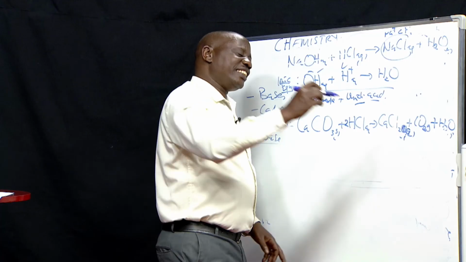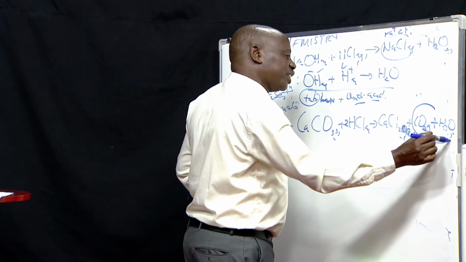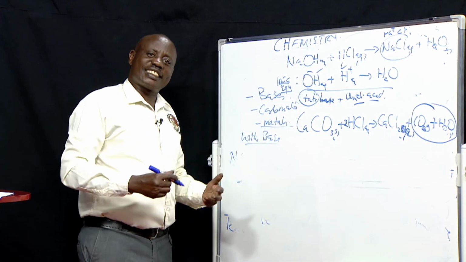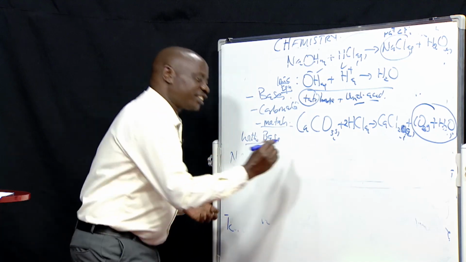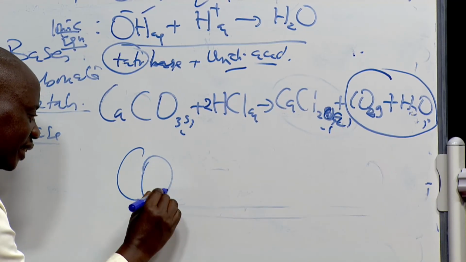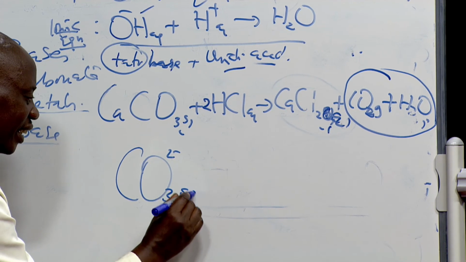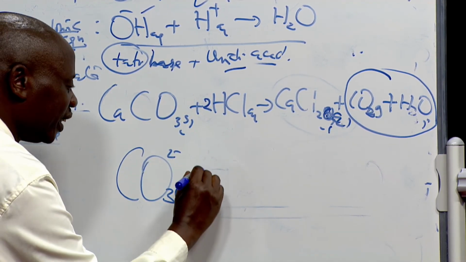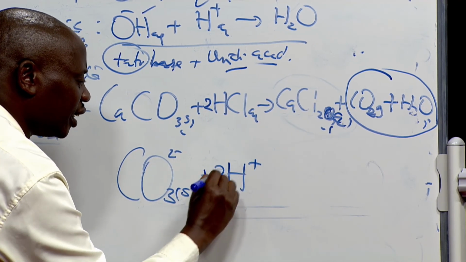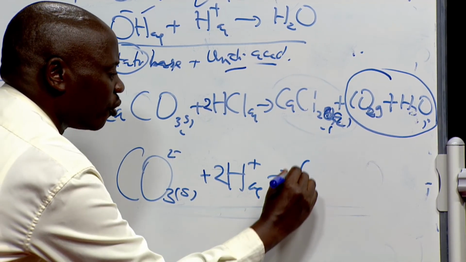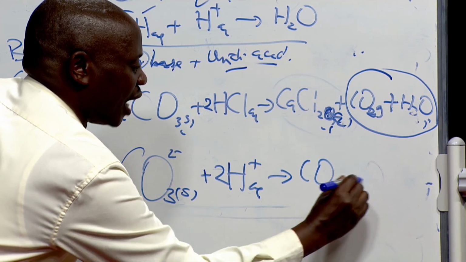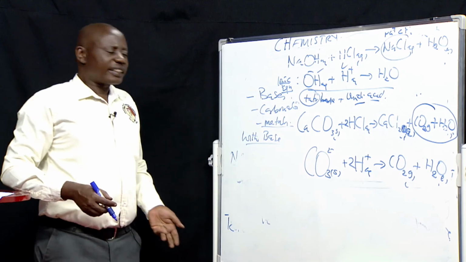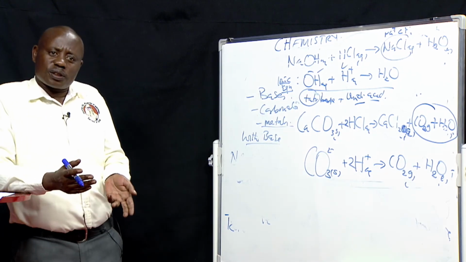And you can see the common products in any of these reactions are carbon dioxide and water. Therefore, don't struggle to get the answer. Simply say the carbonate, whether it is sodium, whether it is calcium, reacts with acid to form carbon dioxide and water. That will generalize all the equations.